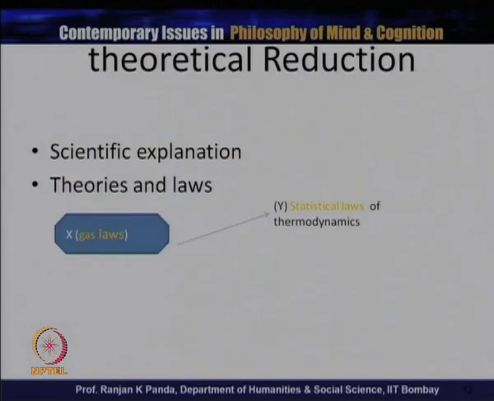But when you talk about explanation in science, explanations are possible through laws. And one particular law can be replaced by another law. So, say for example, the statistical laws of thermodynamics can explain very well what the gas law is all about. Now, once this kind of explanation happens, Searle calls it theoretical reductionism, because one theoretical law is trying to explain another theoretical law.